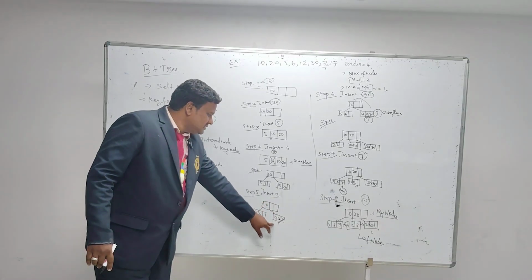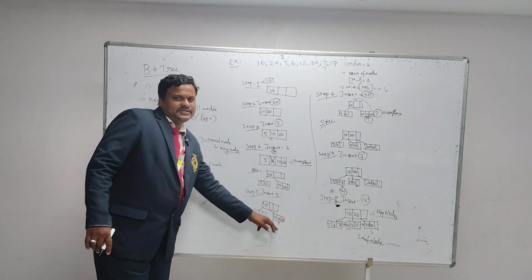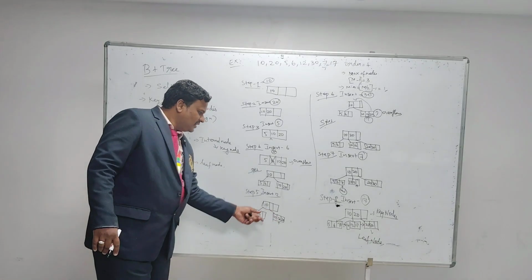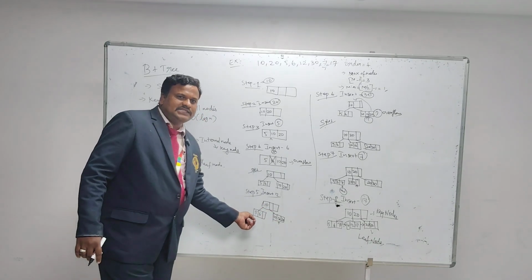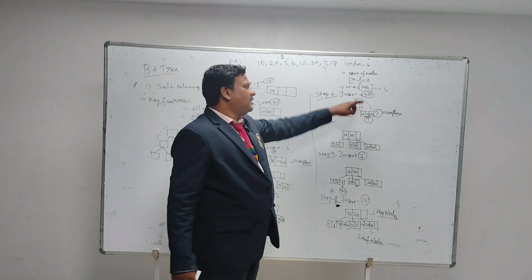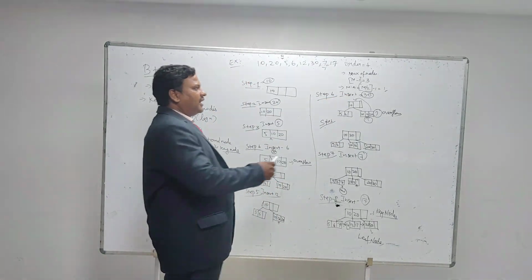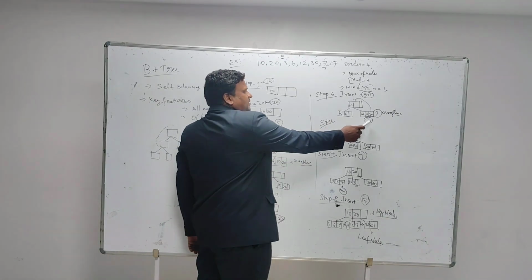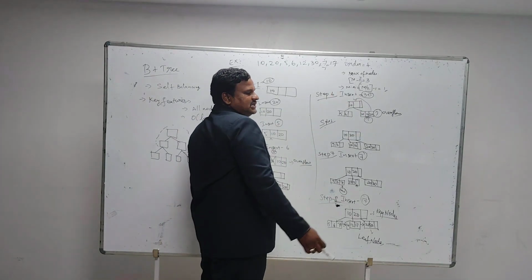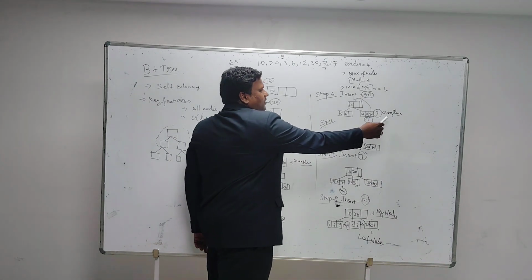Where we can insert means we already have free space in the right leaf node. So we are going to insert in the right or left. Each node uses the concept of right or left. Then the next step is 30. 30 cannot go on the right side. What is the concept here? We have a maximum of 3 keys possible, so we cannot insert here. That is the overflow condition.